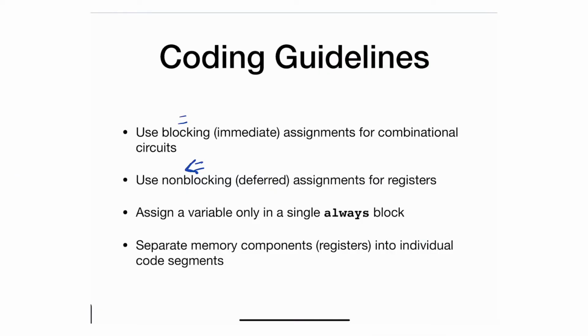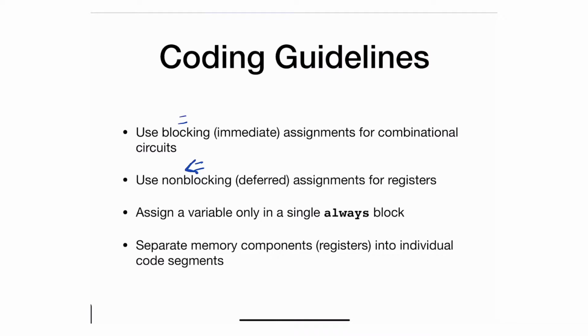So the third guideline is a must. Whenever you're using multiple always statements, just make sure that you're only assigning a variable in only one of them. Do not assign it in more than one, whether it's blocking or non-blocking, I don't care. As long as you're assigning to that variable, assign it in only one of them so that you don't get that race condition.